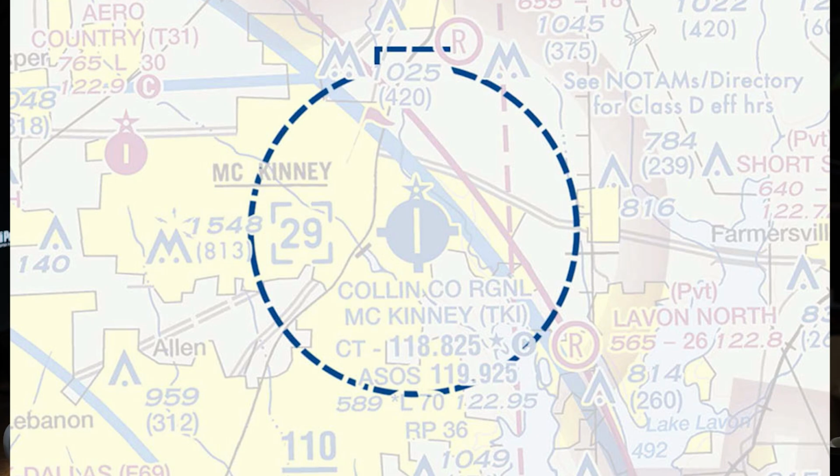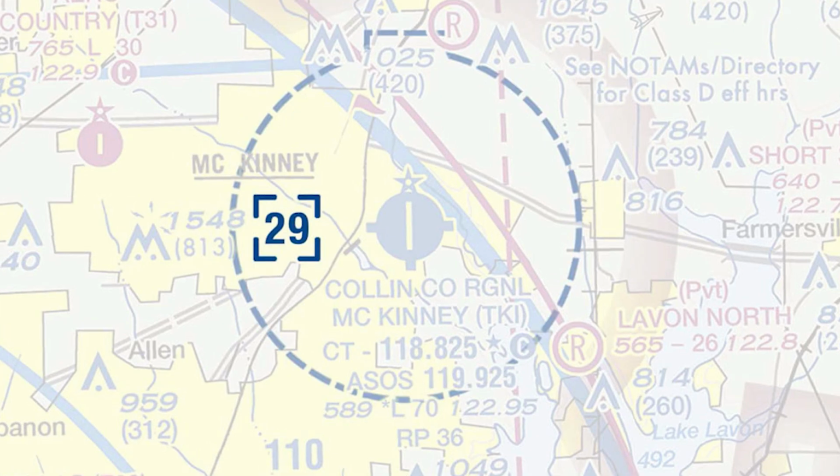Class D airspace, on the other hand, is depicted by dashed blue lines forming a circle or irregular shape around airports with control towers, but lower traffic volume than Class C. The vertical extent of the airspace is typically noted in the charts from surface to 2,500 feet, indicating that it starts at the surface and extends to 2,500 feet AGL, or above ground level.